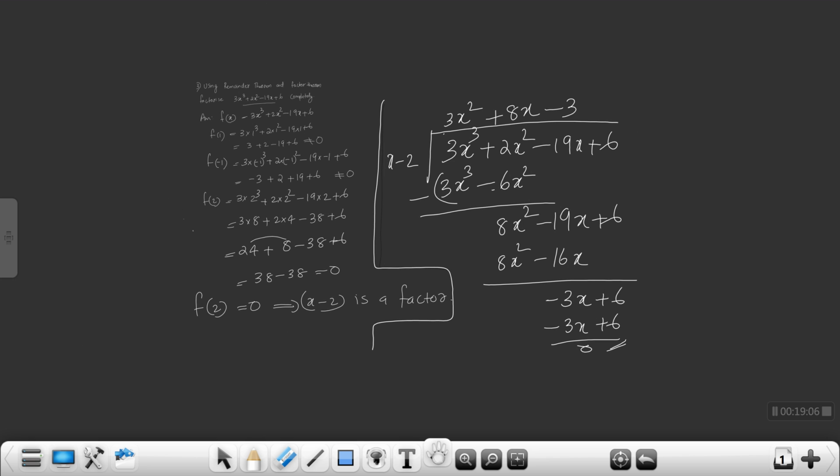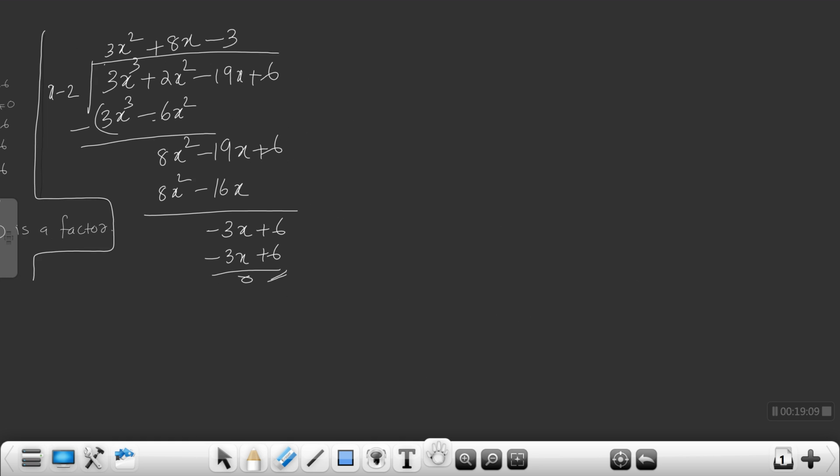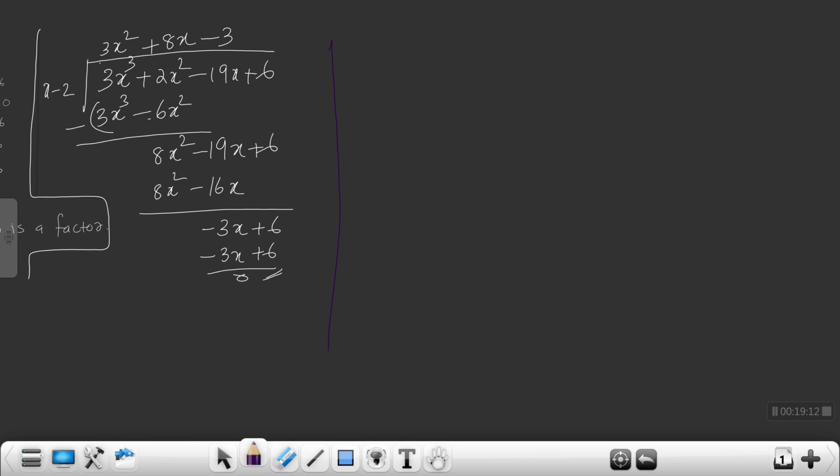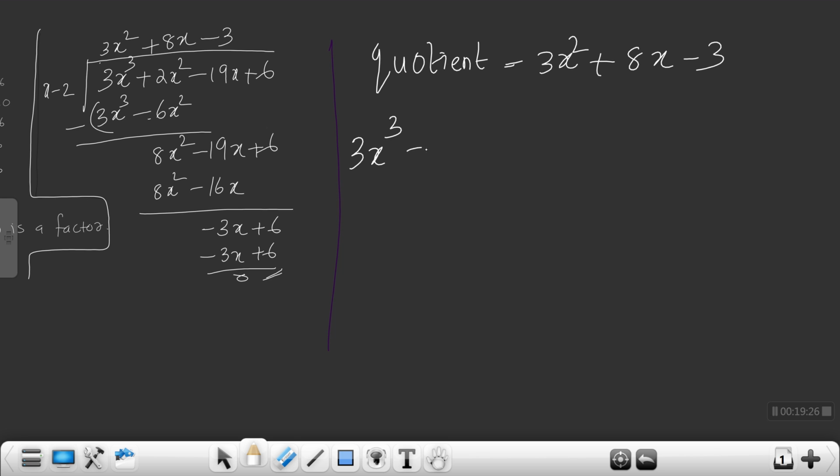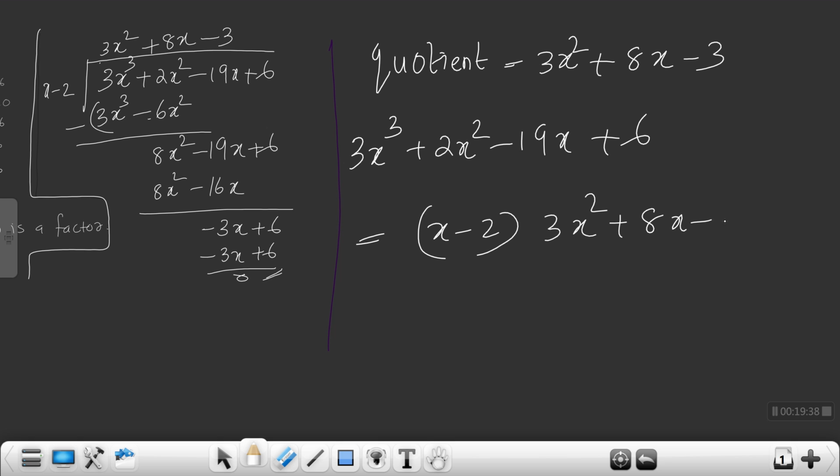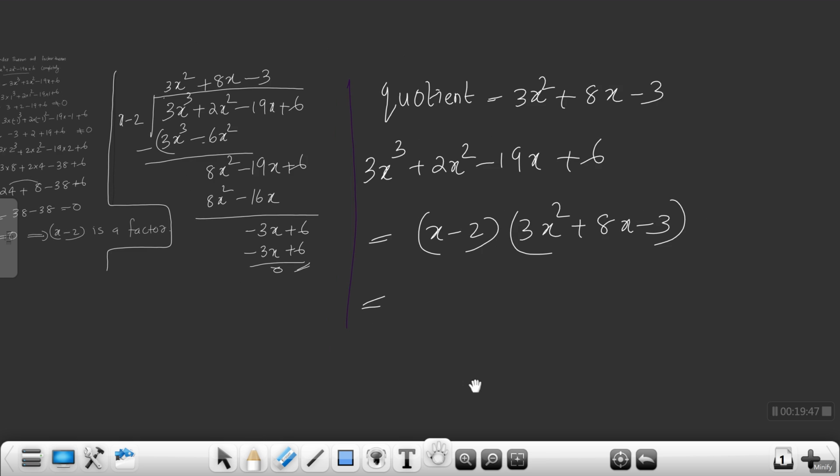On dividing the polynomial by x minus 2, we got the quotient 3x square plus 8x minus 3. So we write our polynomial 3x cube plus 2x square minus 19x plus 6 is equal to divisor x minus 2 into quotient 3x square plus 8x minus 3. Now we want to factorize 3x square plus 8x minus 3.